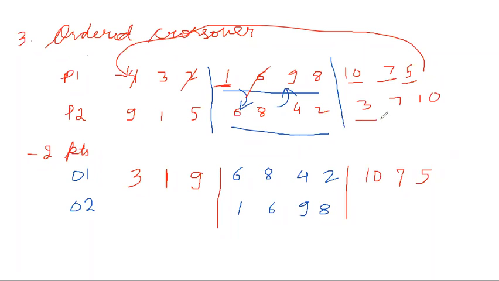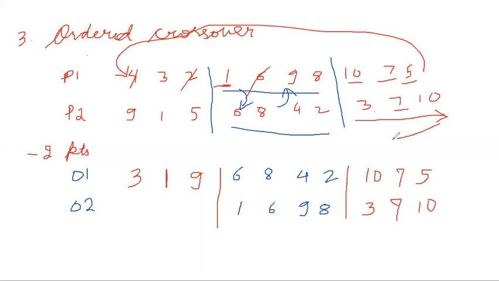So I start with the process of filling the vacant positions from the genes after the crossover point. 3 is not occurring, so 3 is copied directly. Then moving on to the next element, which is 7. 7 is not occurring, so that will also come directly. Coming to 10, this will also come directly because it is not occurring.